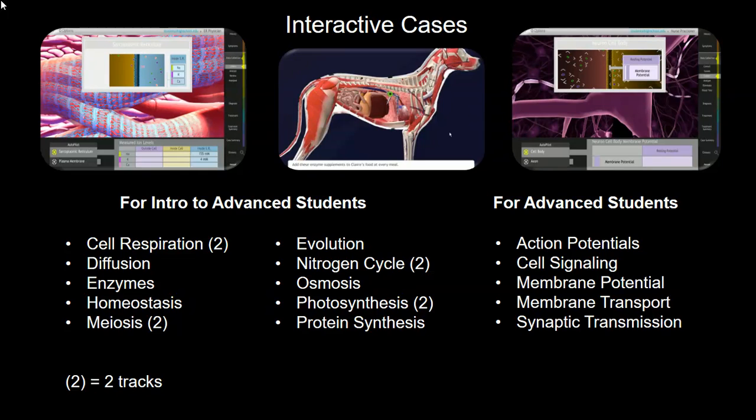And then, of course, we do have a few cases like nitrogen cycle that have two different tracks. So you can pick an AP track or an intro track depending on your student level.